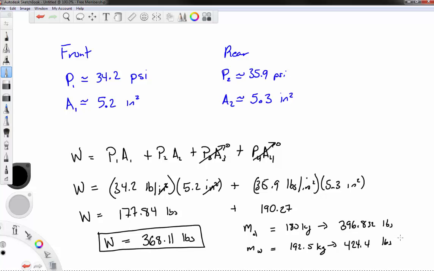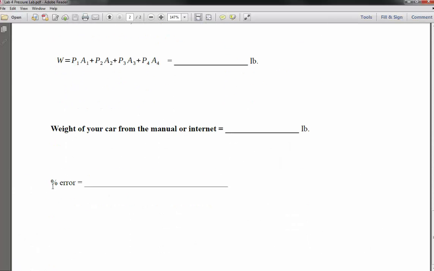Okay, so how much off are we from this range? Given that it was near to having an empty tank of gas, and that I don't have anything sitting on it, we're probably going to be closer to the dry weight than the wet weight. So let's go ahead and calculate the percent error for that. You can notice that that's the last line here.